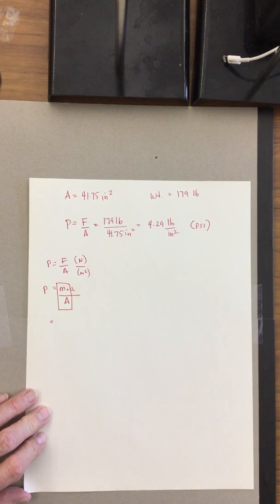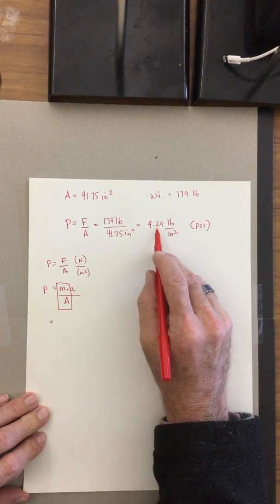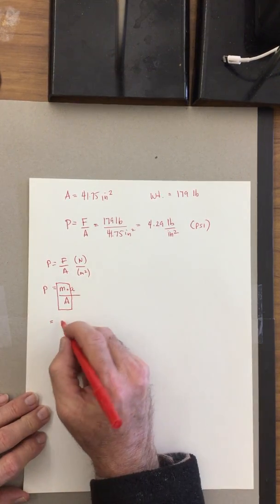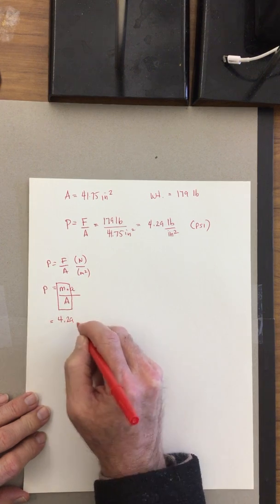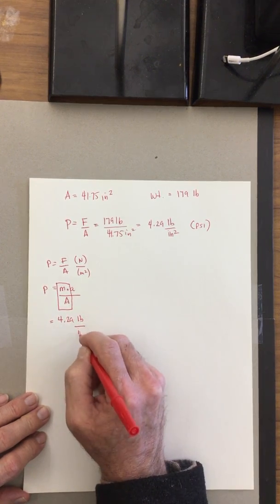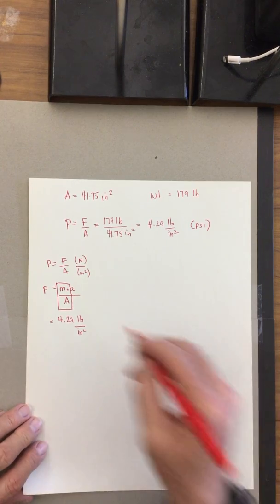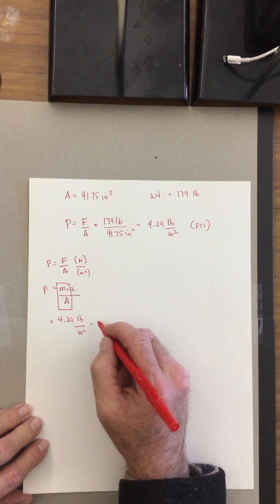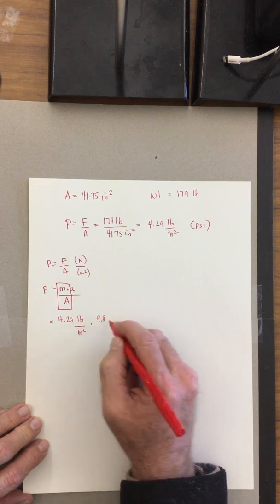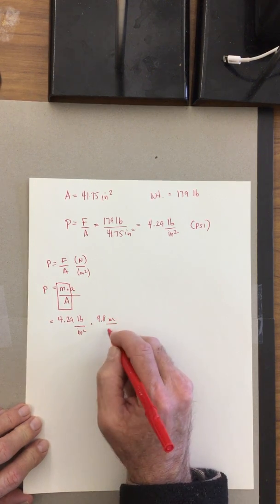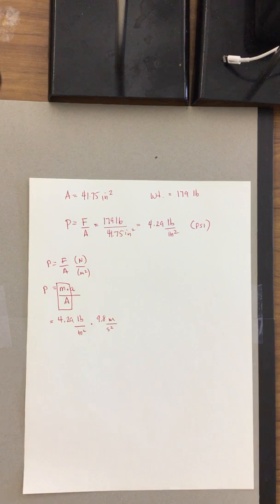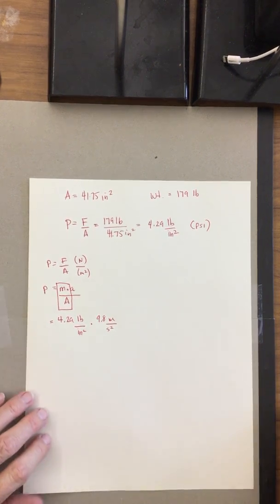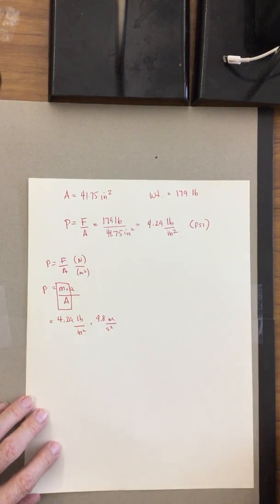So we're going to be starting with your pounds per square inch, 4.29 pounds per inch squared. And now what we need to do is that we need to multiply by acceleration. So acceleration is 9.8 meters per second squared. This looks a little messy with all the units, but it's all going to come out to be newtons and meters squared.